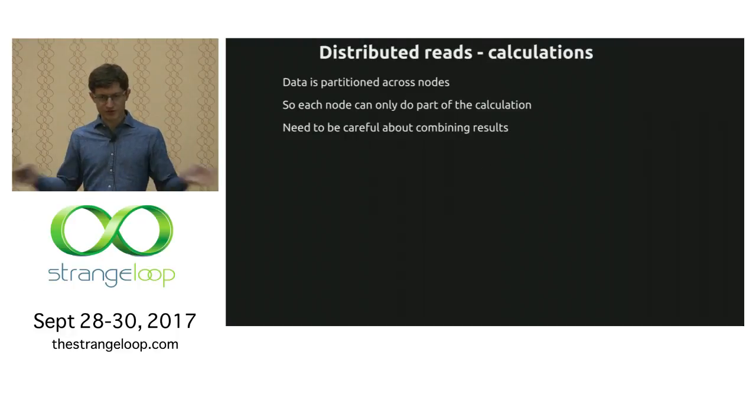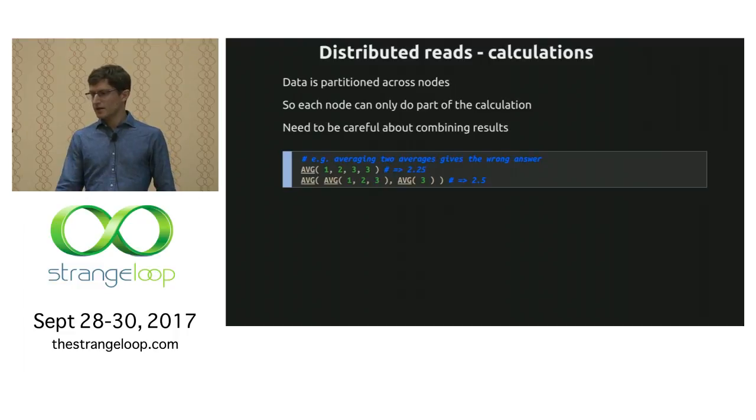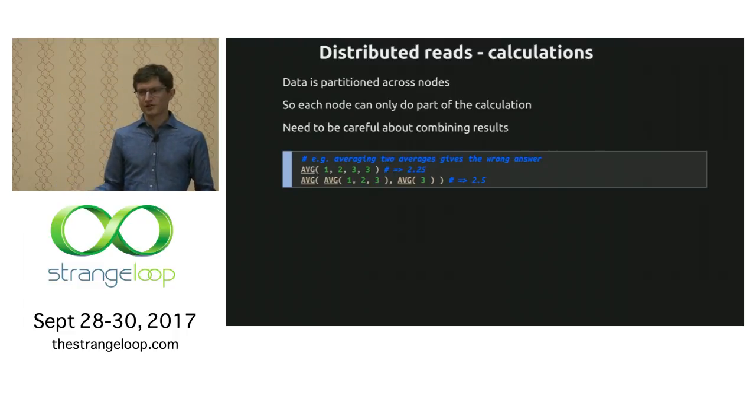So the data is partitioned, which means every node only has part of the answer. And there are a few things we can trip up on there. We need to be careful in the way that we combine those partial results so we get the right answer. So here's an example. If you're computing an average of a set of numbers, you can't split that set of numbers into two sets, average those sets, and then average the averages. If you do that, you'll get the wrong answer.